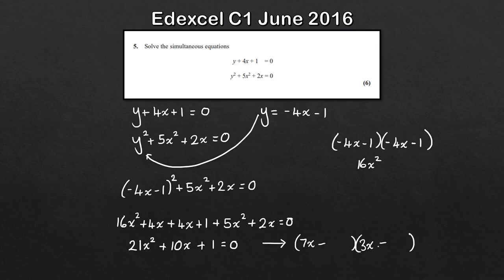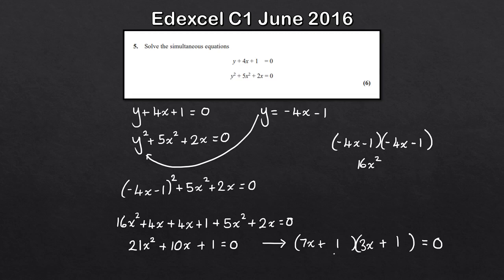And then my final terms in each bracket, so that's going to be a plus 1 in here, and that'll be a plus 1 in here. So let's just double check it. 21x squared, 7x plus 3x, that gives me my 10x, and then finally, 1 times 1 gives us plus 1. So that's perfect. So from here, this is equal to 0. Okay? And here, we can obtain both of our x solutions.